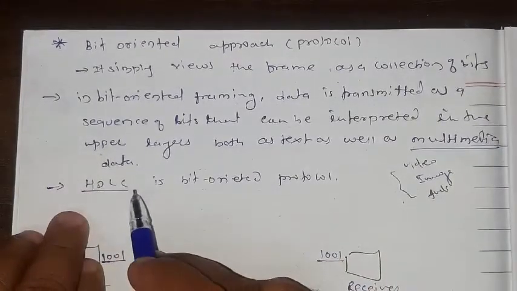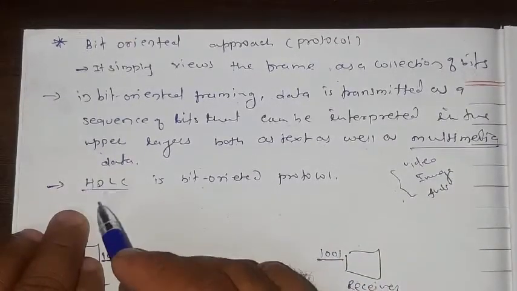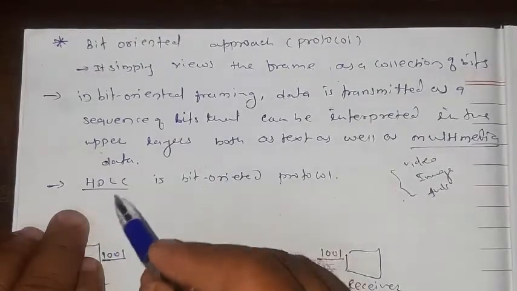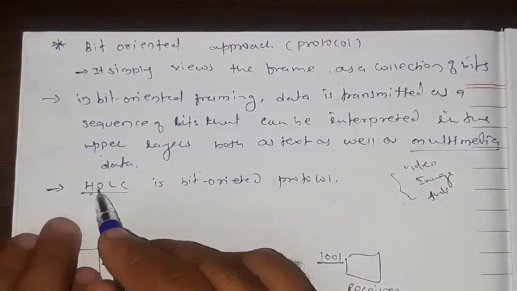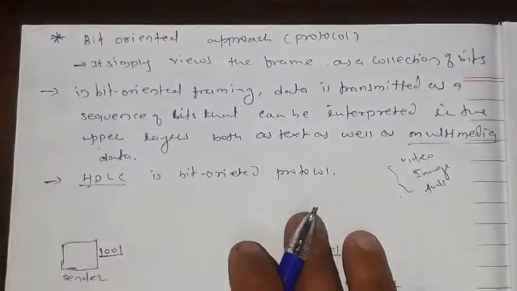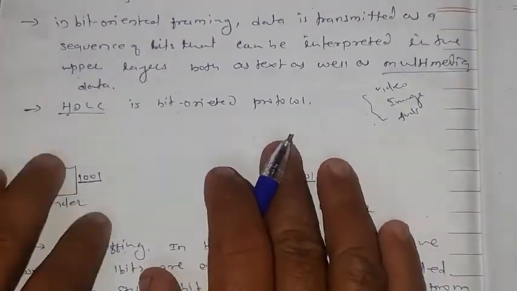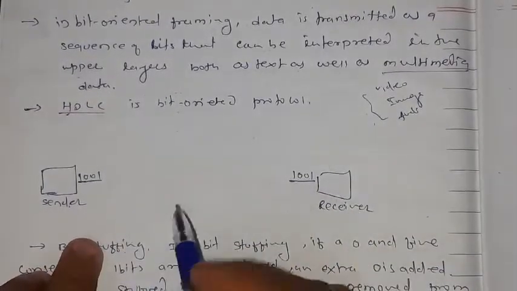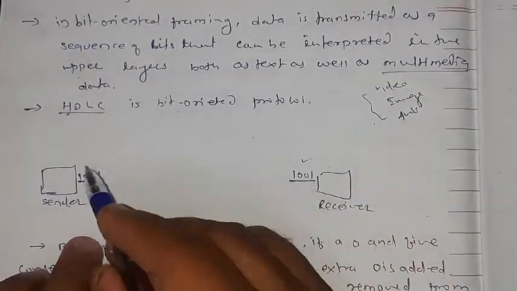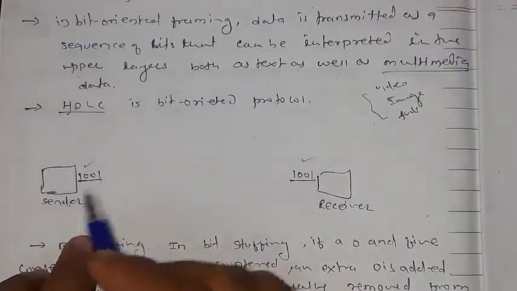Now here, a popular bit oriented protocol is HDLC, that means High-level Data Link Control. Suppose here we have an example. Suppose this is a sender machine and this is a receiver machine. Here this is the beginning of our data and this is the ending of our data.